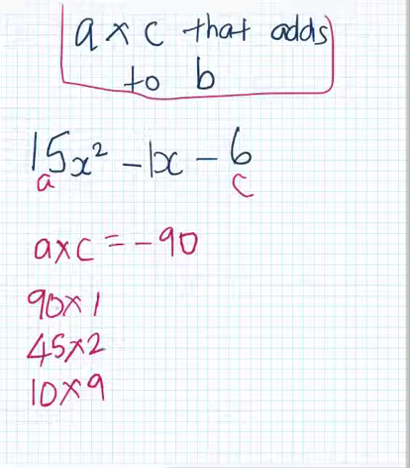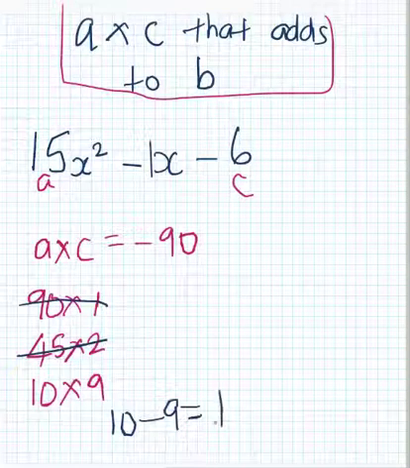Well, I know if I go 90 plus 1, that's 91. If I go 90 take away 1, it's 89. So it's impossible for us to get a 1. 45 and 2, if I add 45 and 2, I get 47. Take away 2, I get 43. That's impossible. 10 and 9. 10 plus 9 is 19. It's not a 1. But if I go 10 take away 9, what does it give me? It gives me my 1.